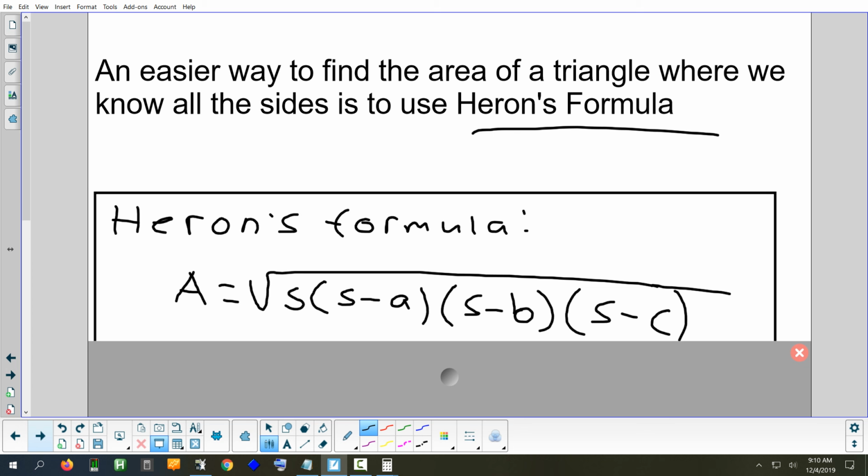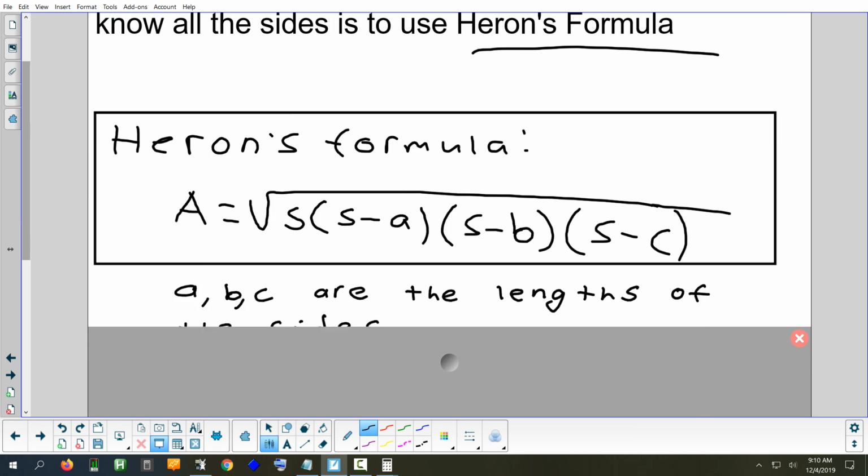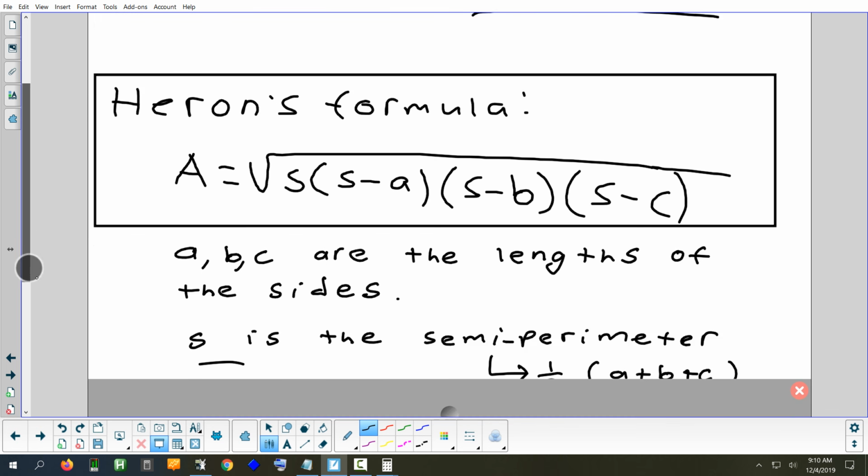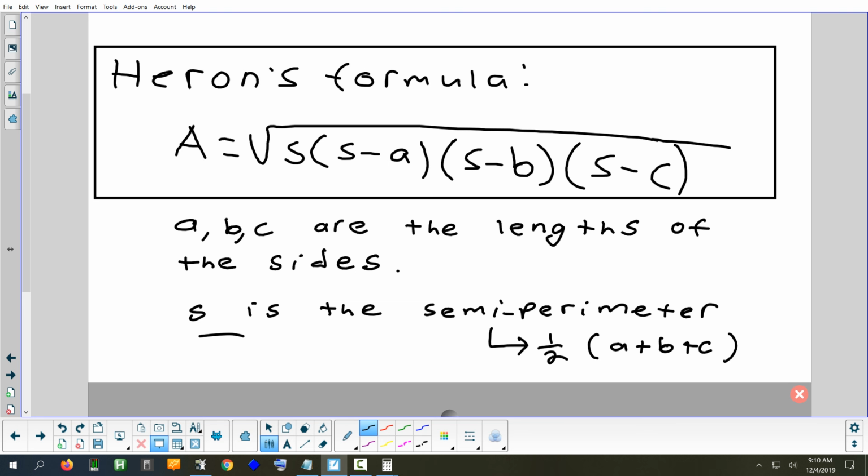What do you call the distance around the edge if you add it all up? Perimeter. It's the perimeter. Well, s is called the semi-perimeter. Basically, that just means half the perimeter. So if you add up all the sides and then take half of it, that's called the semi-perimeter. So it's the square root of the semi-perimeter times the semi-perimeter minus every side, each one of those separate. S minus a, s minus b, s minus c.